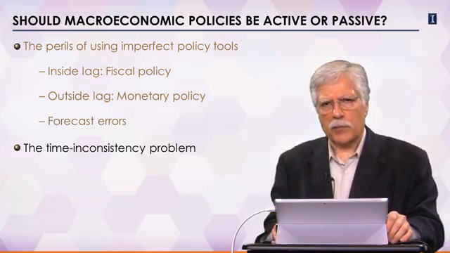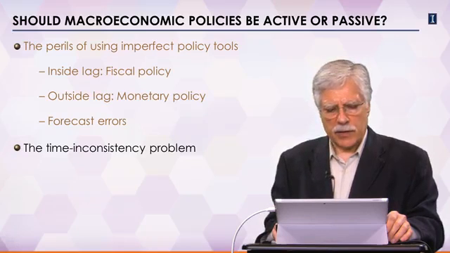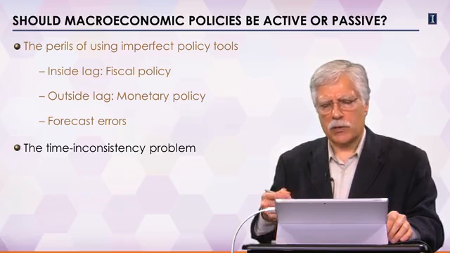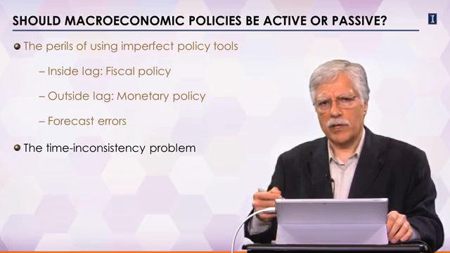There's one other problem with active policymaking, and that's called the timing consistency problem. This is a very complex problem because policymakers would like to convince economic agents that they will be following a certain policy in a certain way, responding to the economy's situation in a particular way.